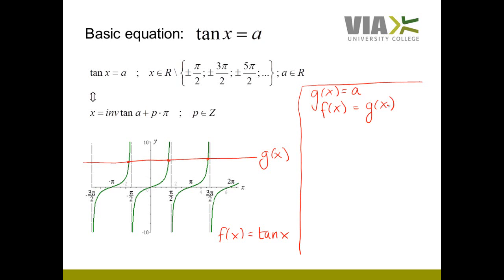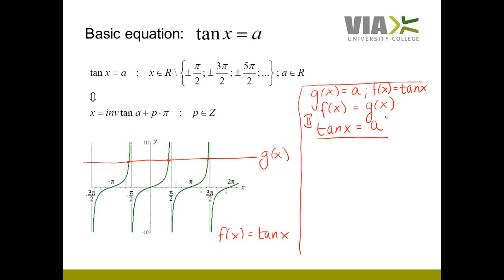Since f(x) is defined as tangent x and g(x) is defined to be equal to a, if we can solve this small equation here, then we will exactly find these intersection points between the two graphs for f(x) and g(x).